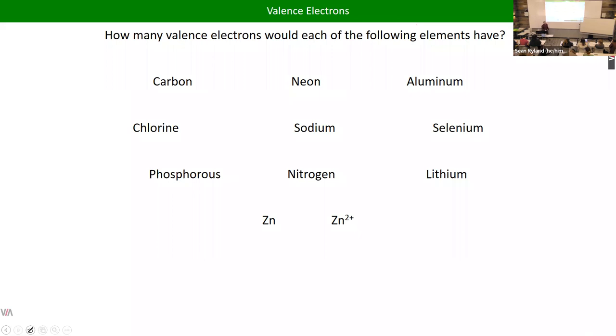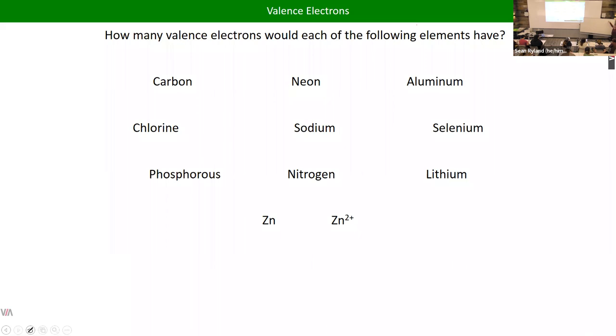So let's go back to gallium. How many valence electrons does gallium have? It's already written over here. So what's the highest occupied energy level? 4. N equals 4, right? How many electrons are in N equals 4? 1, 2, 3. So there are 3 valence electrons for gallium.